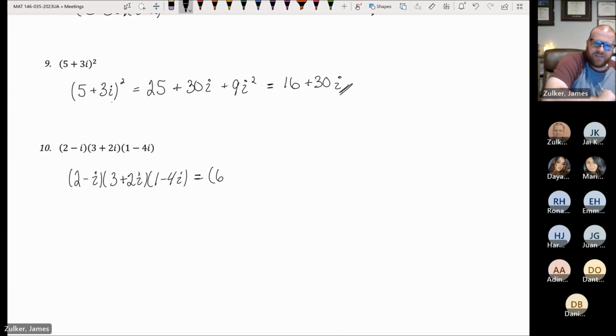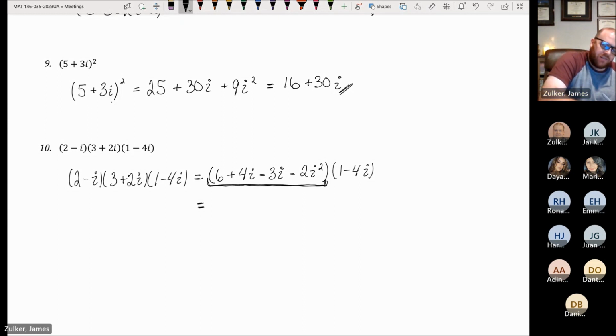We get 2 times 3 plus 2 times 2i plus negative i times 3 plus negative i times 2i. How does this simplify? Right? Yes, it's 8 plus i.